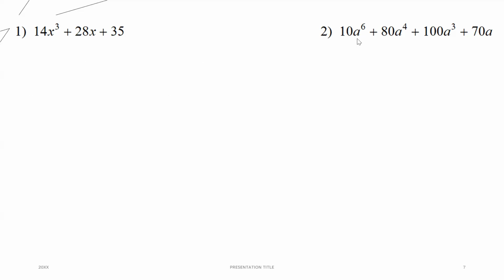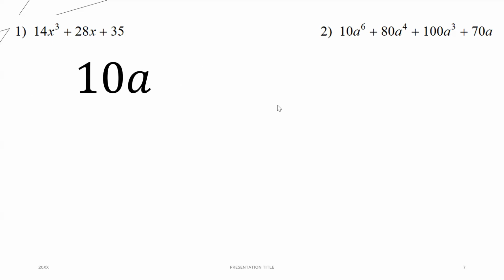Here we go. 10a to the 6th, 80a to the 4th, 100a to the 3rd, 70a. So numbers, I can take out a 10. Letters, variables: a to the 6th, a to the 4th, a to the 3rd, a to the 1st. You can only take out the least amount that they all have in common. So that would just be a to the 1st.